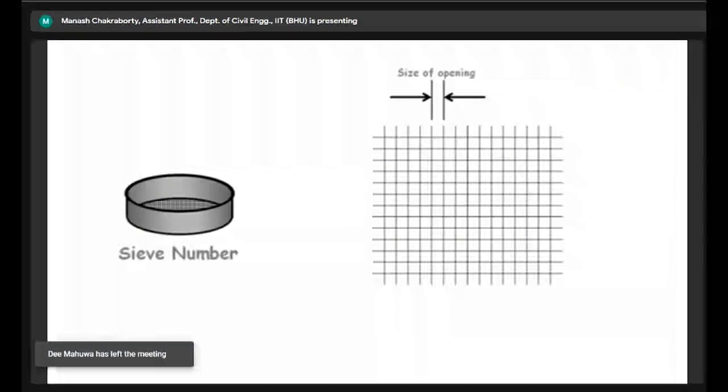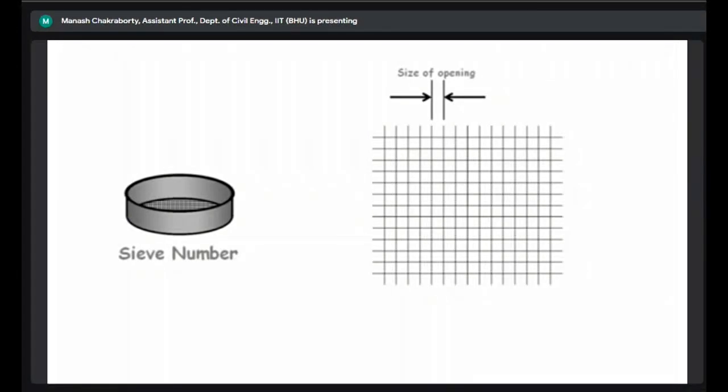So sieve numbers are denoted by the size of the opening, or the size of these squares, right? So let's say if I say a 75 micron sieve, what I essentially mean is that the opening of that sieve, or the size of that square, is 75 micron, right?